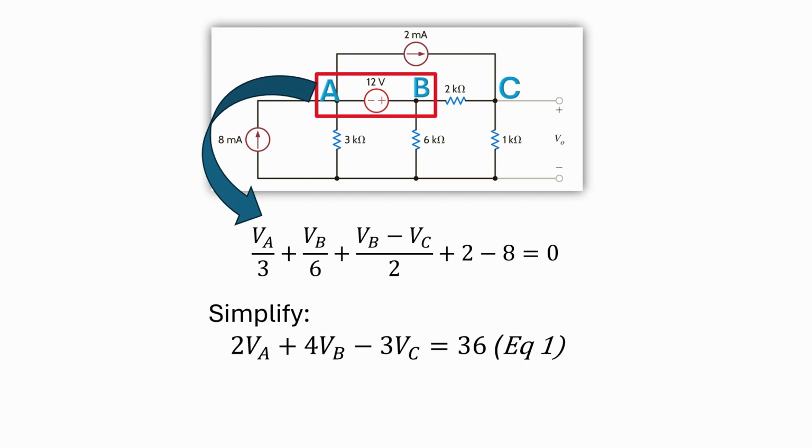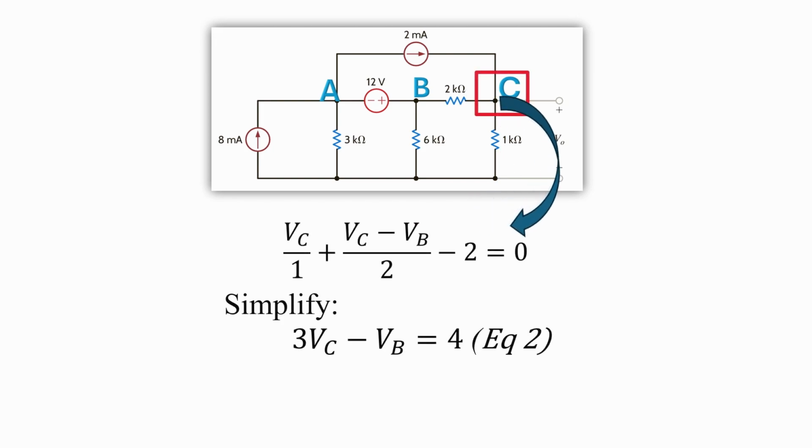Instead of treating them as two separate problems, we imagine a red box around both nodes and the voltage source, treating that whole area as one single giant node. We then look at every path where electricity can leave this big red box, through the 3 kilo ohm resistor, the 6 kilo ohm resistor, and the 2 kilo ohm resistor leading toward the right side. We account for the currents entering and leaving the zone to create our first descriptive relationship.